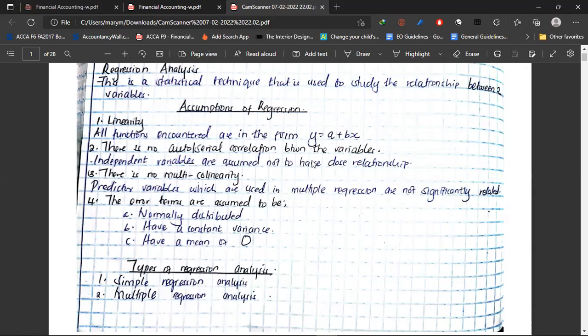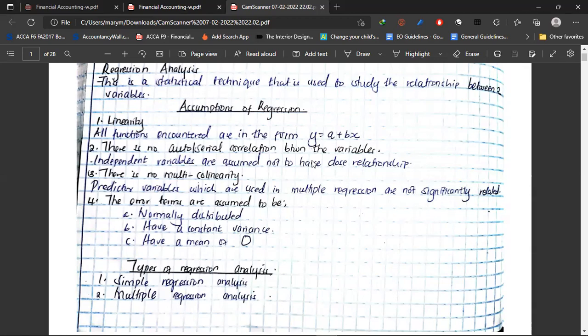Now, when you look at number 2, we are saying there is no autocorrelation, which is serial correlation, between the variables, and we are saying independent variables are assumed not to have a close relationship. That is why we talk about independent: they don't depend on any other. So one product will not depend on the outcome of the other product.